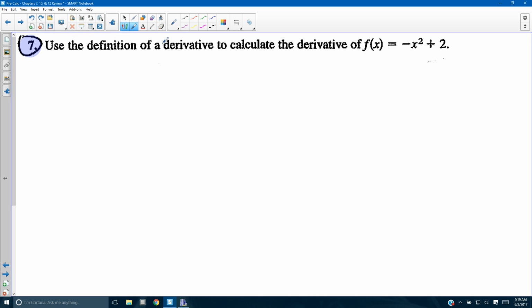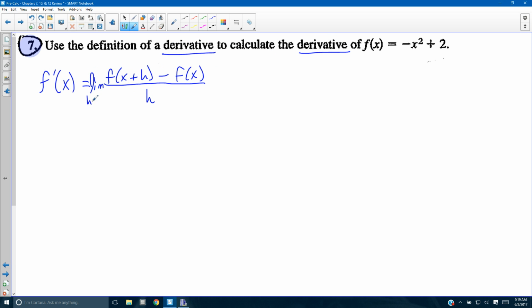Number 7, use the definition of a derivative to calculate the derivative of f of x equals negative x squared plus 2. Okay, to begin with here, the definition of derivative in terms of using the limit process, we're going to find the slope of the line that's tangent to the curve at any x value here. So we're going to take a y value that's really close to our other y value, y2 minus y1 over x2 minus x1, which becomes h. This is the limit process. This is how we would do it and calculate it. Sorry, this is limit as h approaches 0. So let's go ahead and do that.